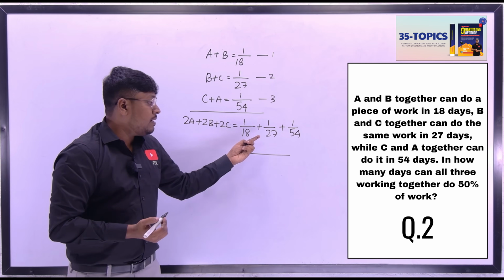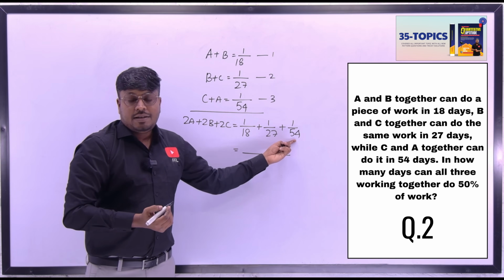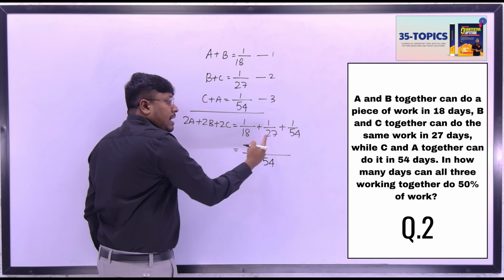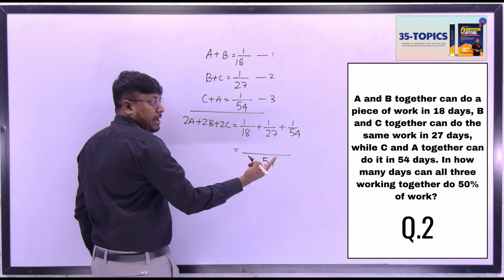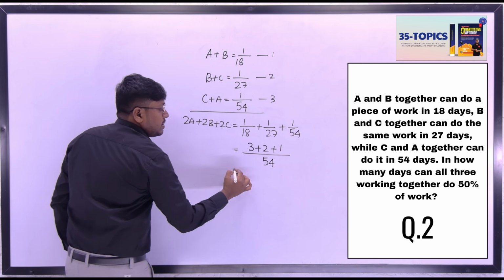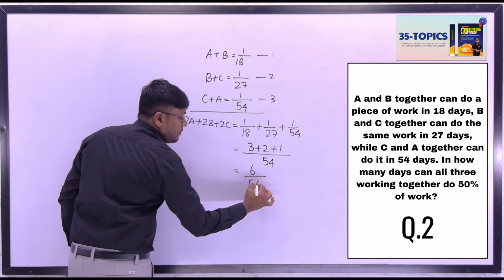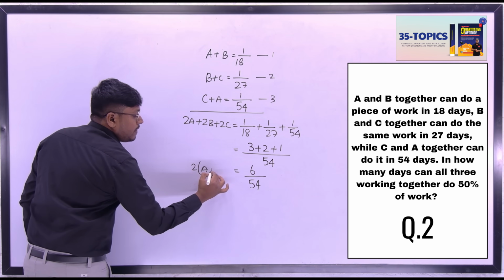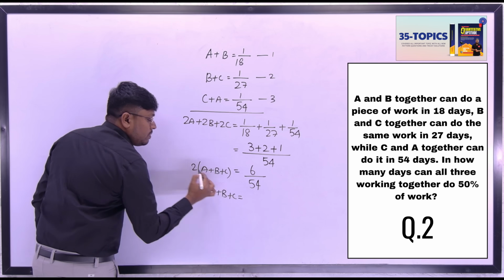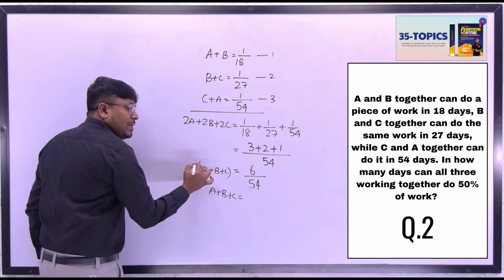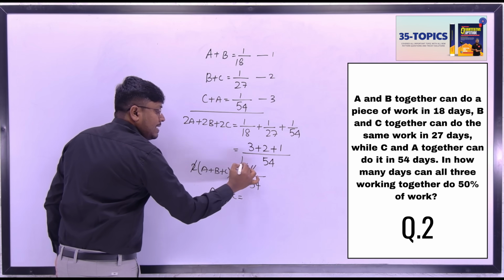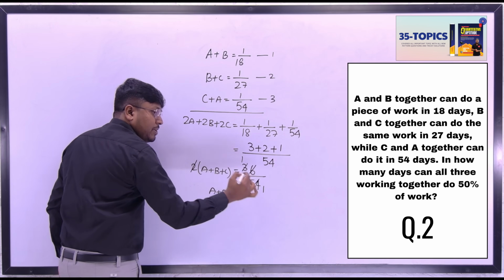27 twos are 54, 18 threes are 54. So 54 will be the LCM here. First target the larger number and check whether it is a multiple of the remaining numbers. Yes. So 18 into 3, 27 into 2, and 1. The result will be 6 divided by 54. So here we have 2 of A plus B plus C. So A plus B plus C equals, bring the 2 to the denominator, or you can cancel here itself: 1 twos are 2, 3 twos are 6, 1 threes are 3, 1 threes are 3. Remaining will be 2, 24.